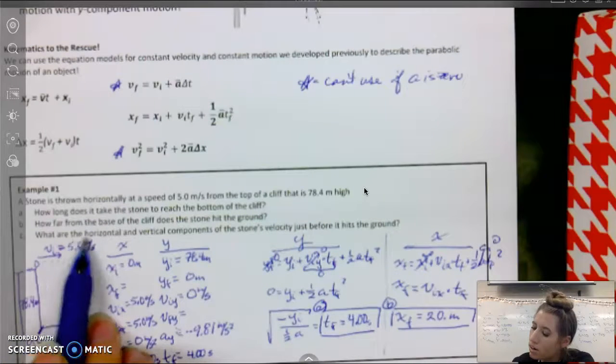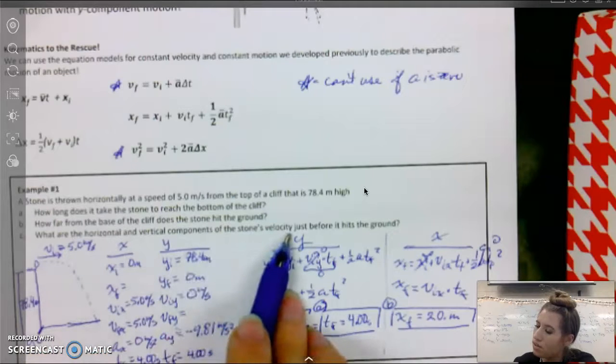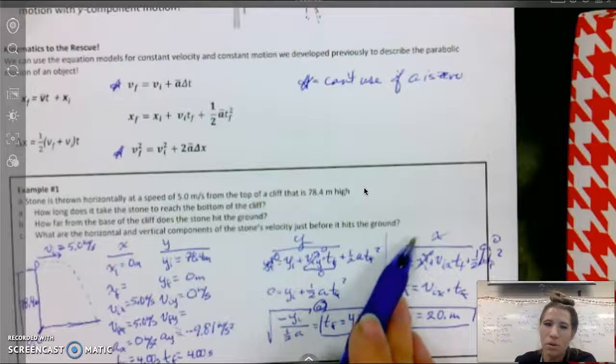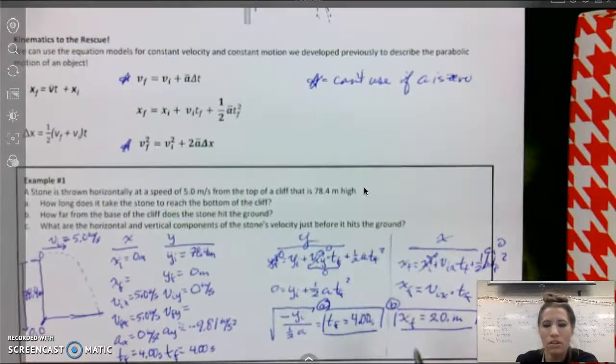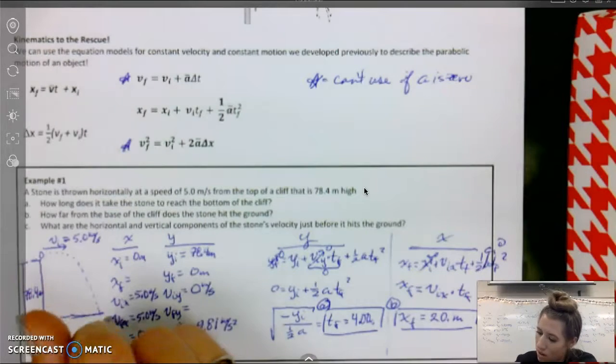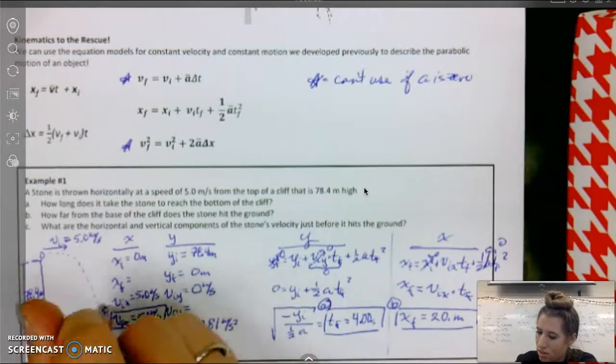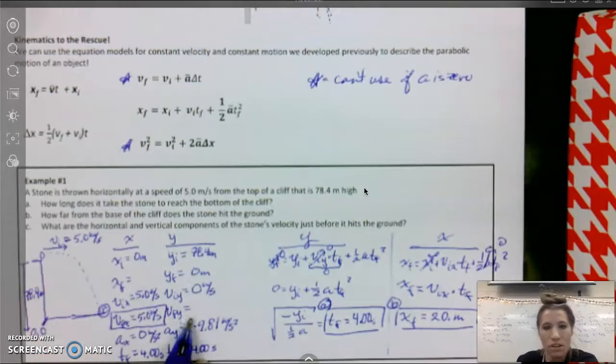What are the horizontal and vertical components of the stone's velocity just before it hits the ground? So we want to know the vertical and the horizontal. The vertical would be the y component, the horizontal would be the x. We want to know the final velocity of the horizontal. Well, we already have that. So I'll put a box around that. And that's part C. And then we want to know this vertical component as well.